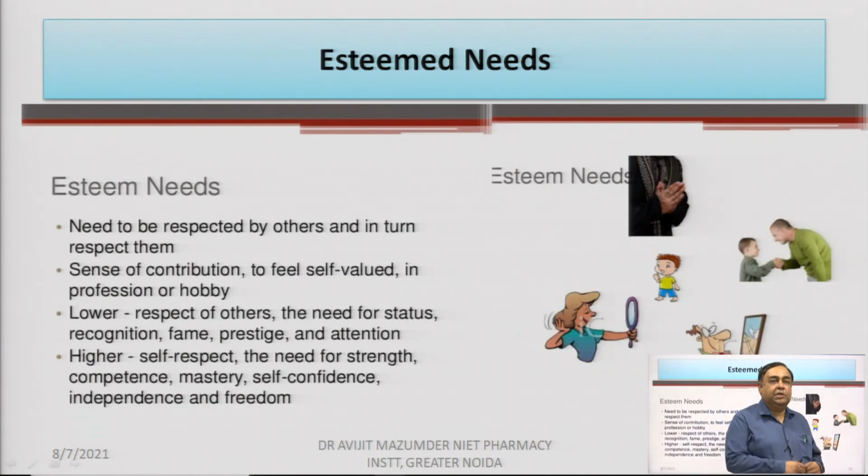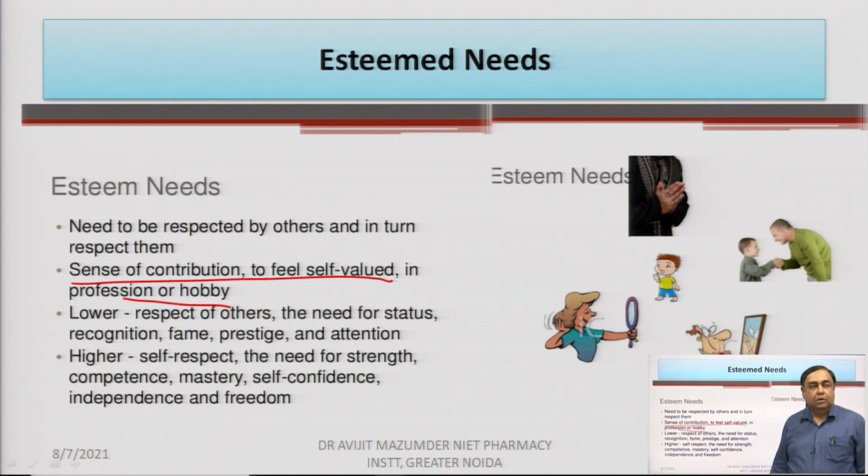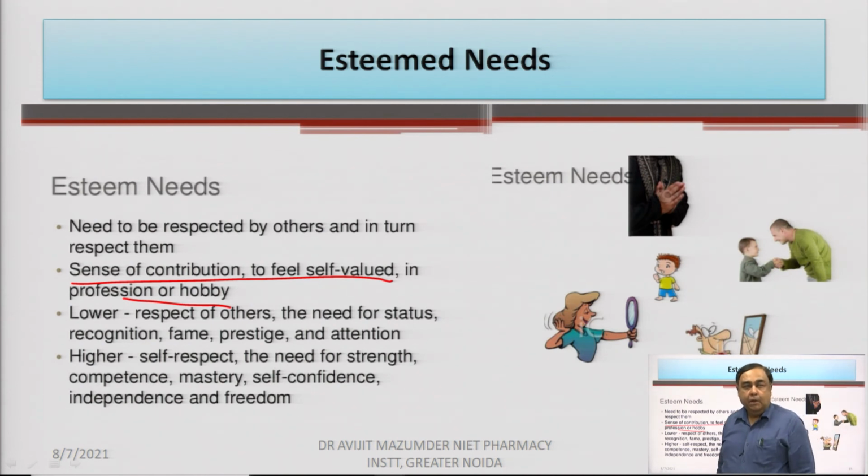Next is the esteem need. Need to be respected by others. In turn, they also want others to respect them. A sense of contribution to feel self-valued. It may be either in a profession or in a hobby. Higher self-respect, the need for strength, competence, mastery, self-confidence, independence and freedom.